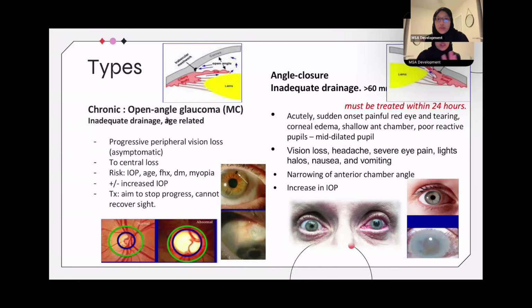The treatment is to stop the progress and to detect it early. That's why you always have to do an eye exam, especially in the elderly, and especially someone who has diabetes, who has to go for the exam anyway. They have to use the tonometer to measure the intraocular pressure and make sure it's not increasing over time. So this is the optic disc cupping. This is increased pressure over the eye.